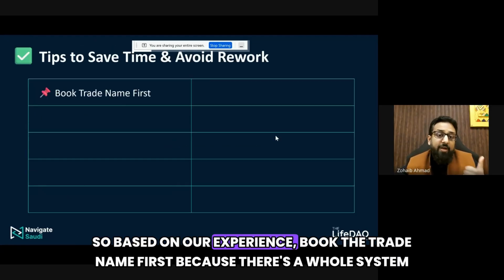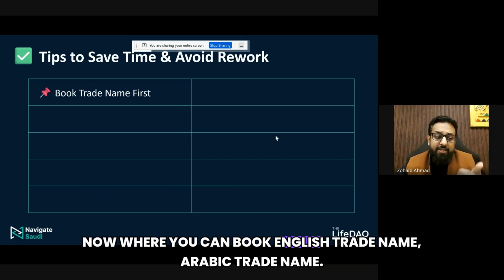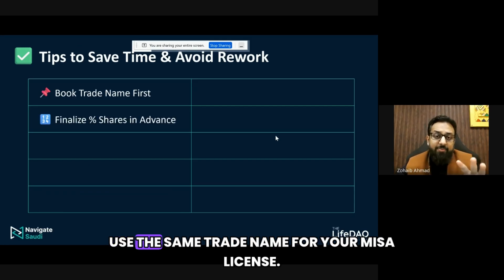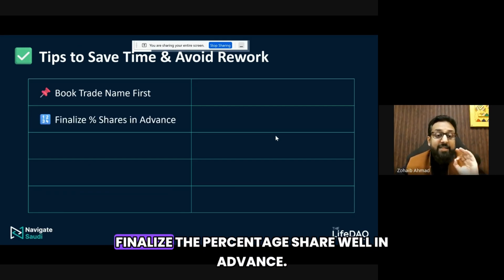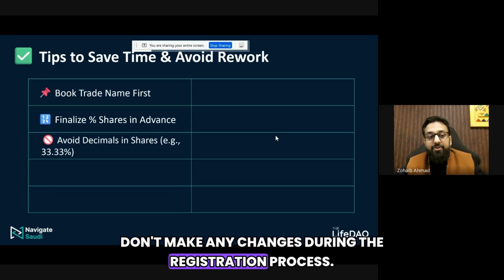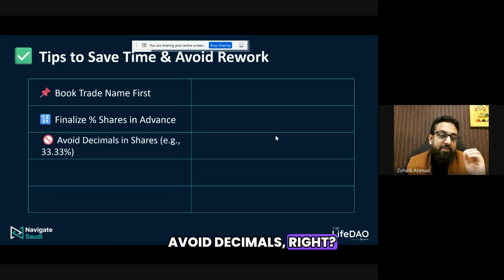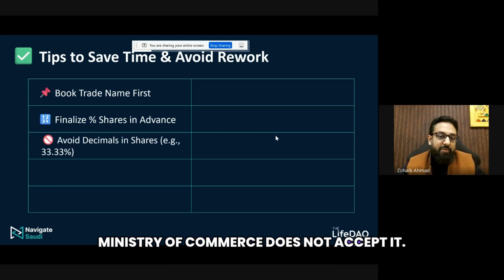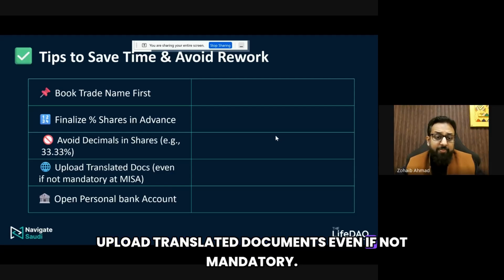Now, how do you save time and avoid rework? Based on our experience, book the trade name first, because there's a whole system now where you can book English trade name, Arabic trade name. Do that first, it'll save you time later on. Use the same trade name for your MISA license. Finalize the percentage share well in advance. Don't make any changes during the registration process. Avoid decimals, right? 33.33 does not work. MISA accepts it. Ministry of Commerce does not accept it. Upload translated documents, even if not mandatory.